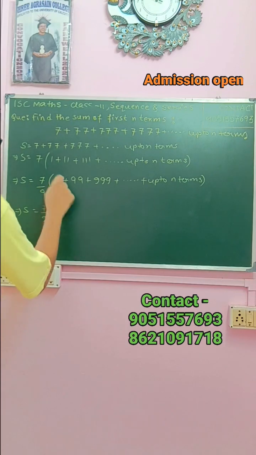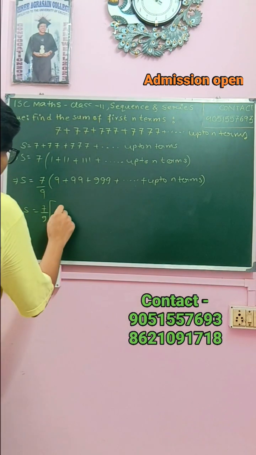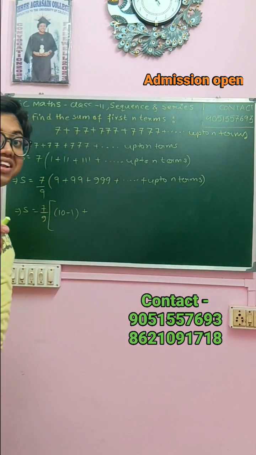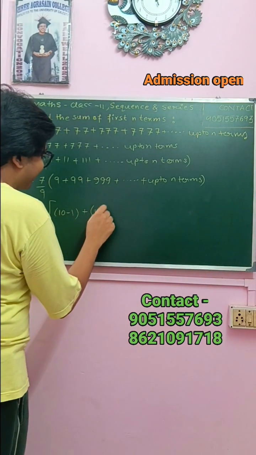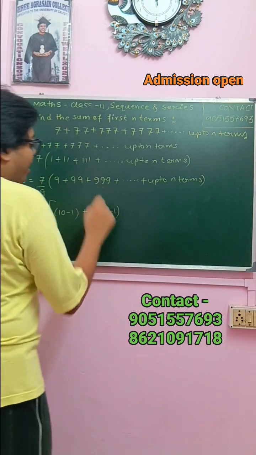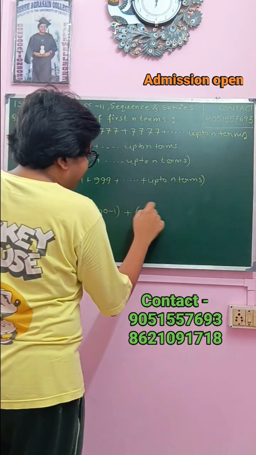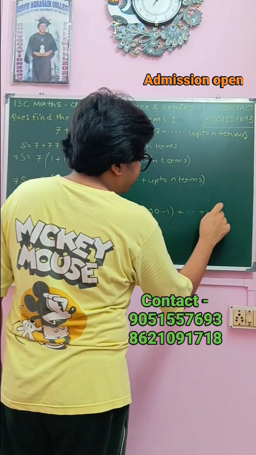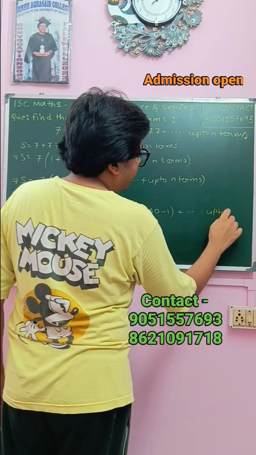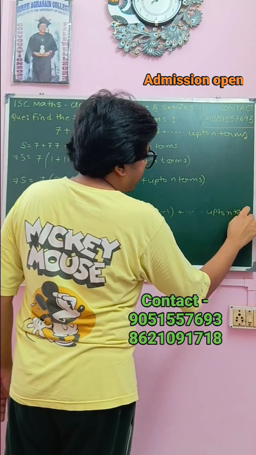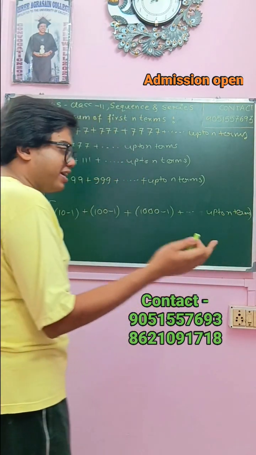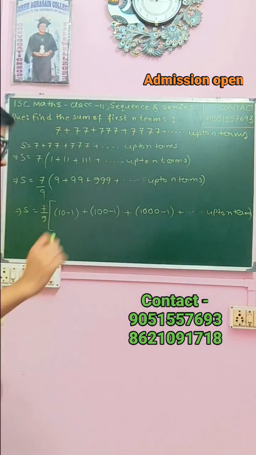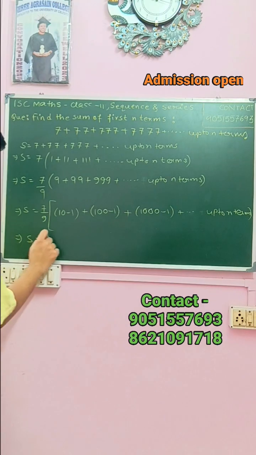Write 9 as 10 minus 1, plus 99 as what? Yes, 100 minus 1. Yes, you are on the right track. 999 as 1000 minus 1, plus up to n terms. Okay? Up to n terms or n times, whatever you can write, no problem. Why I did this? See, try to understand this.